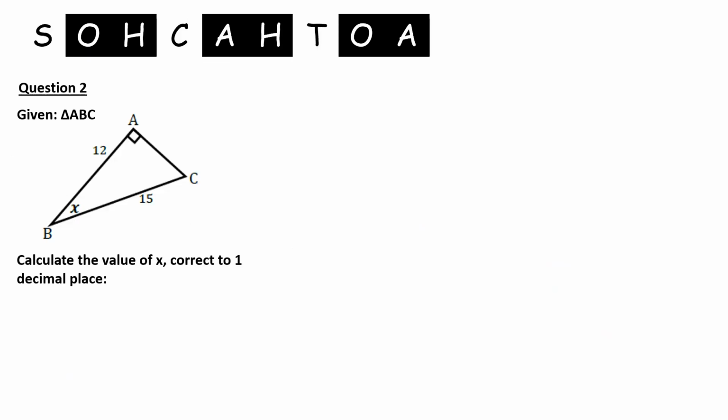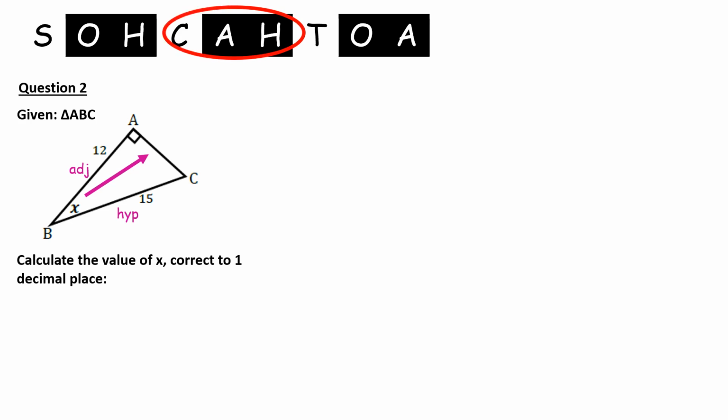Let's look at question 2. We need to calculate the value of x correct to one decimal place. So we need to calculate the angle. We first need to decide on which trig function to use. And before we can decide, we need to give the sides their proper names. So the side opposite the right angle will be the hypotenuse. I'm working with angle x, so AC will be my opposite side, which leaves me with the adjacent side.